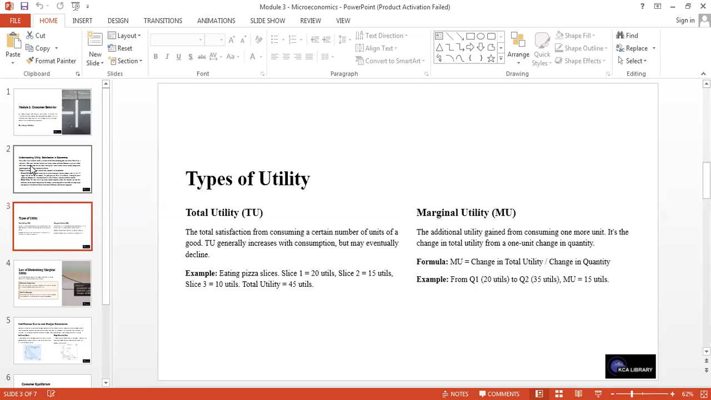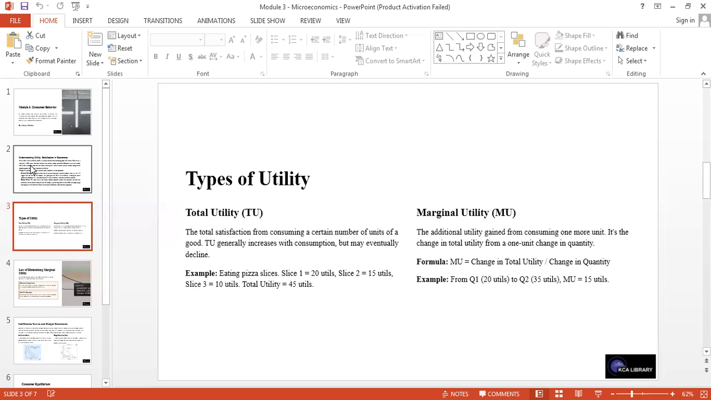We also have the types of utility. We have the total utility. The total utility deals with the total satisfaction from consuming a certain number of units of a good. Total utility generally increases with consumption, but may eventually decline. It's based on consumption. The more you drink the water, the total utility you derive may begin to increase, but it gets to a time that it begins to decline.